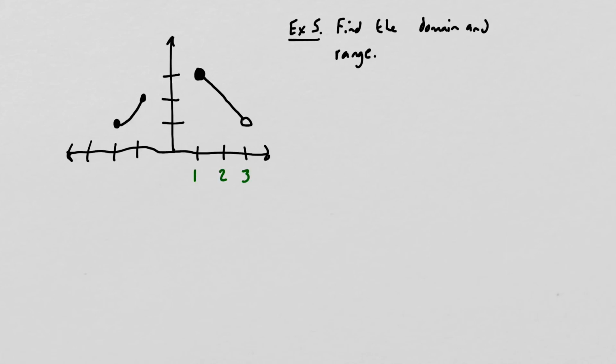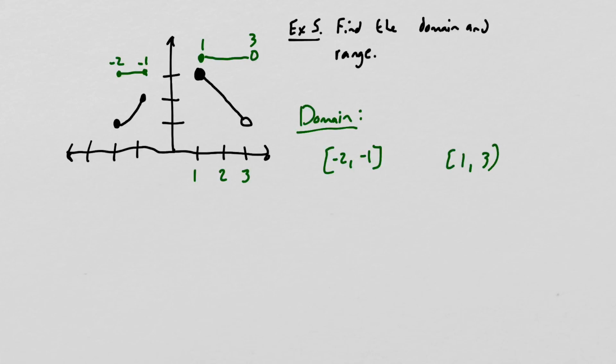So the x values that occur on the graph on the left-hand side are going to be the following values: -2 to -1. And the values on the right-hand component are going to be the x values between 1 and 3, but not including 3. So the domain of this function is going to be given by two pieces. We're going to have -2 to -1, including the endpoints, and we're also going to have 1 to 3, but not including 3, with our union sign here.